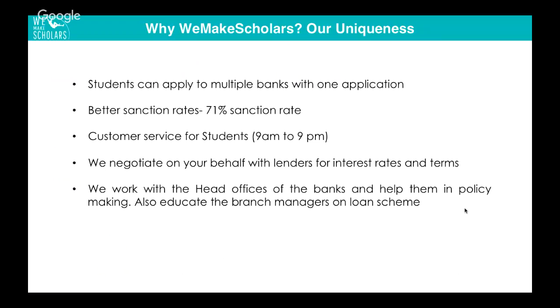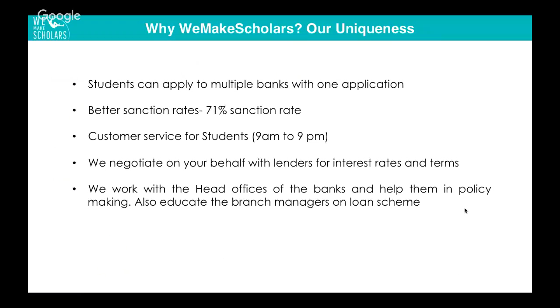Whereas if you go to the bank directly, you roam around for a month or so, and eventually you come to know that you're not eligible, because the bank sanction rate on average is only 10%. Out of 100 applications, only 10 get sanctioned. But the remaining 90 also keep roaming around the bank, because the bank doesn't tell them on day one that they're not eligible. But we do that.